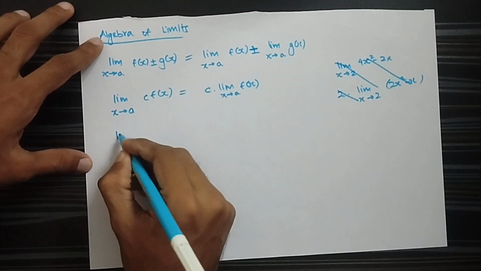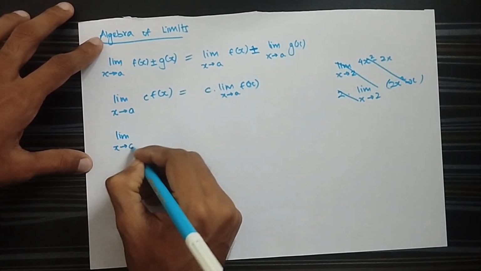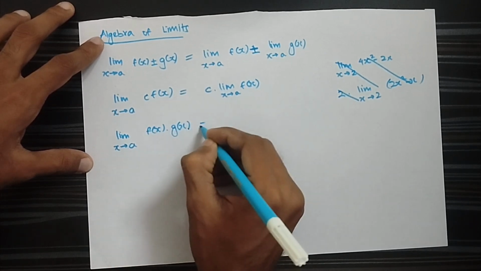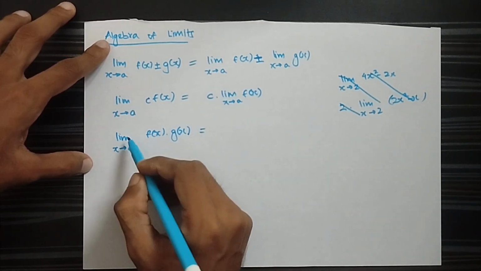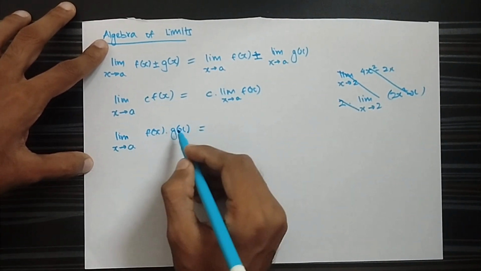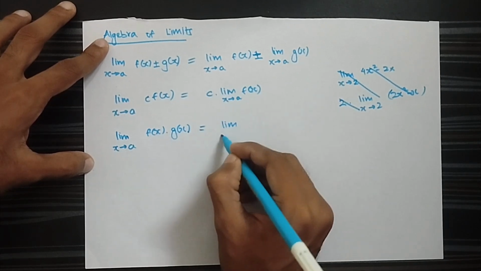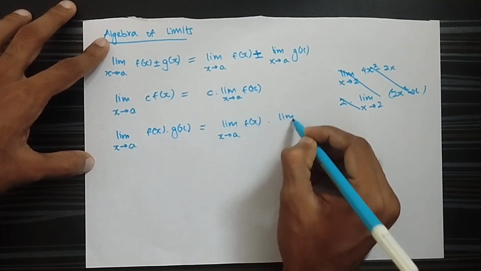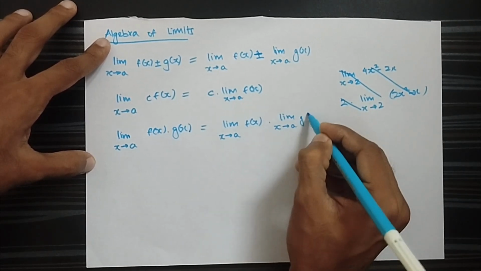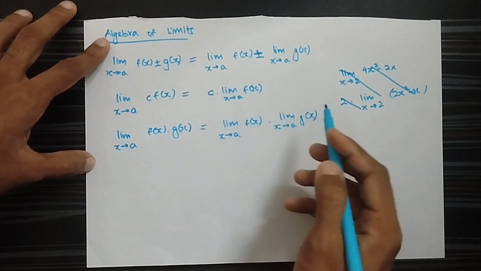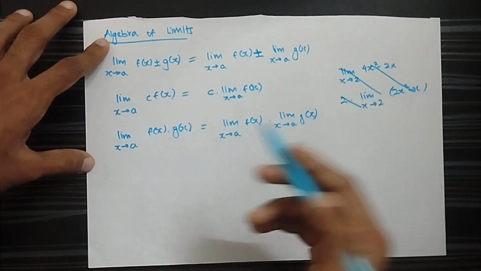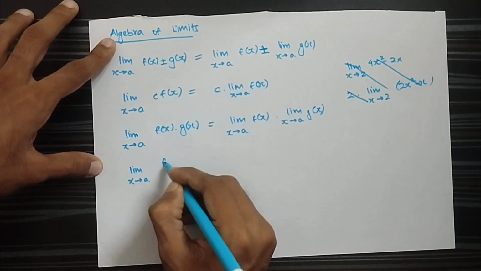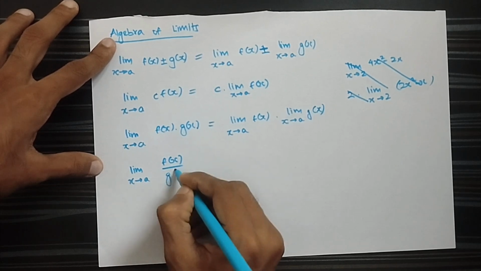So third result, if instead of a constant we have another function, f of x times g of x, pointwise multiplication of two functions, then it's a little similar to addition. We can just give this limit plainly to both of them separately: limit x tends to a f of x times limit x tends to a g of x. We can give the limit separately for plus or minus or multiplication, and for division, limit x tends to a f of x divided by g of x.